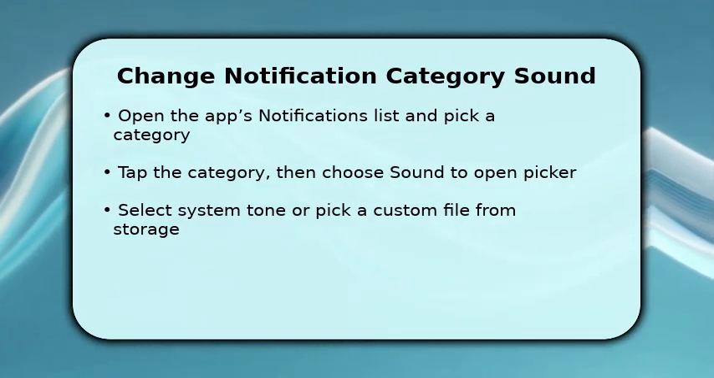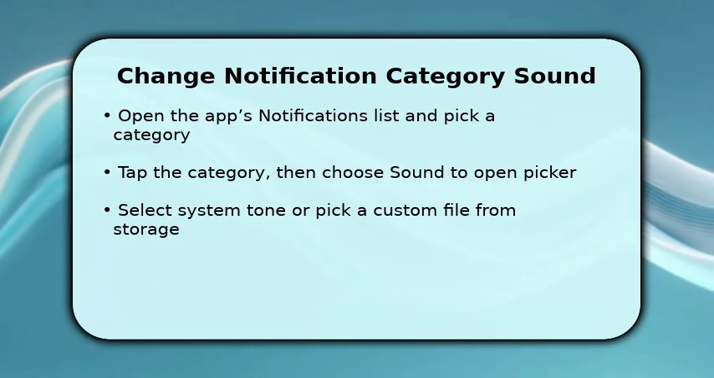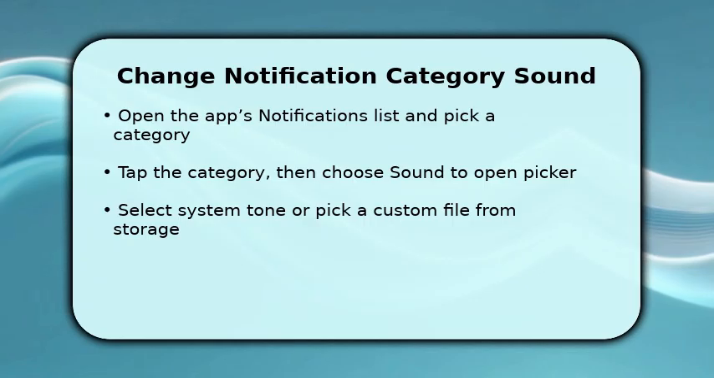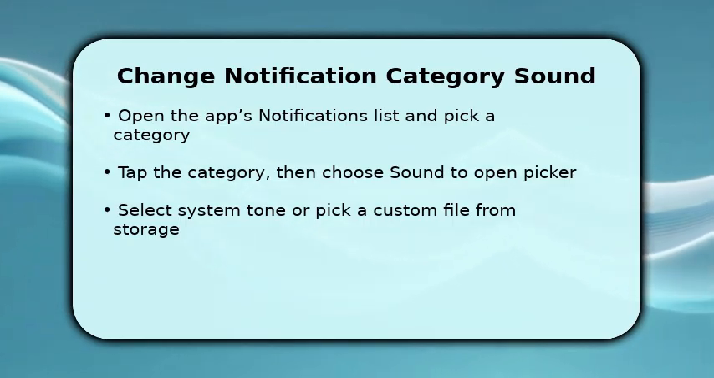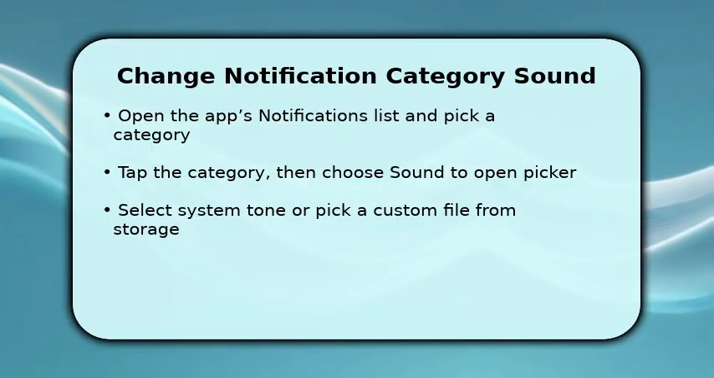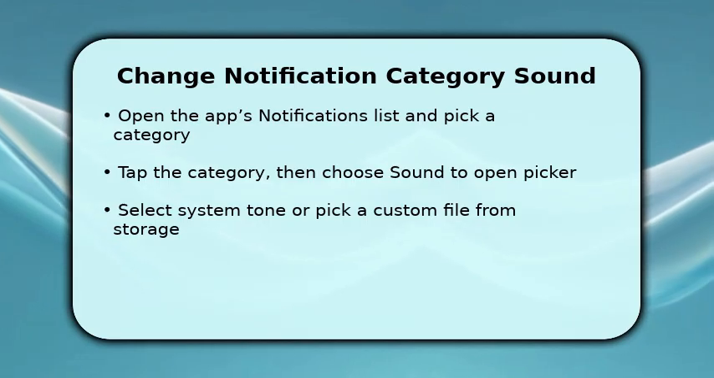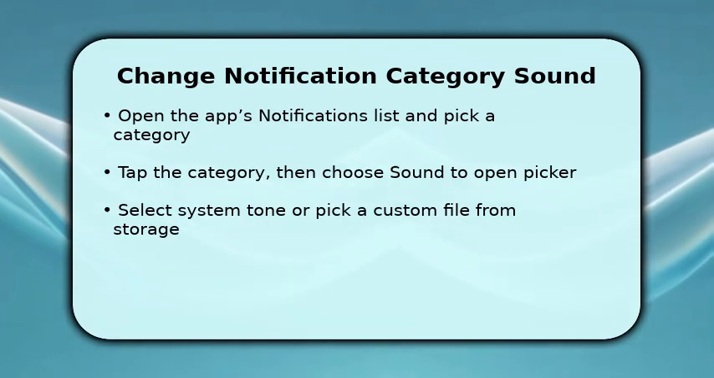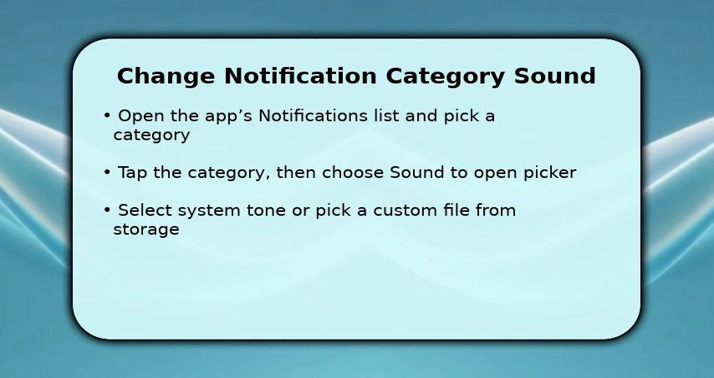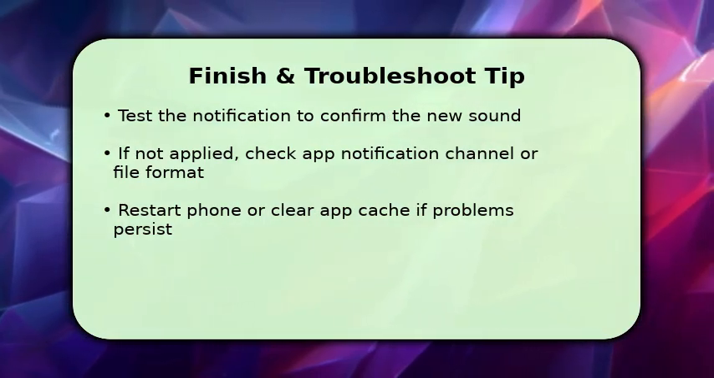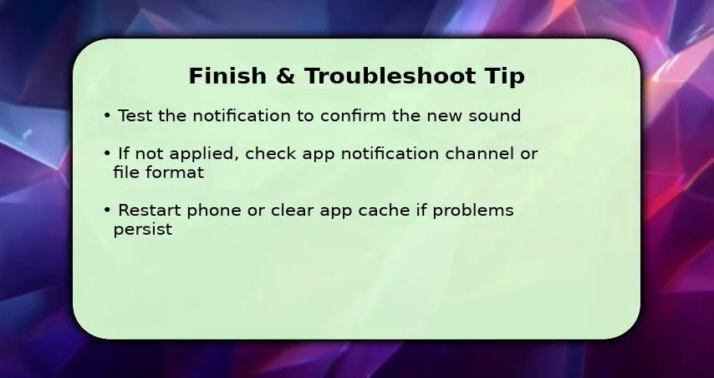This opens the sound picker. You can choose a system tone or select Add Notification Sound to use an MP3 or OGG from internal storage. Make sure the file is in Notifications or Accessible Media folders. Once selected, press Save or back to apply. This sets the sound for only that category rather than globally, giving precise control. Finish by triggering a test notification or ask someone to send one so you can confirm the new sound plays.